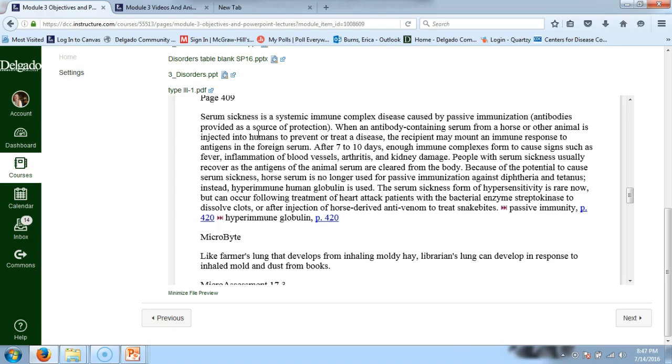But this can also happen, and I think they mention it here. They talk about the snake bites. Oh, diphtheria. So because of the potential cause of serum sickness, horse serum is no longer used, right? For passive immunity, also for diphtheria and tetanus. So diphtheria and tetanus produce toxins. And again, we would give you anti-sera, antibodies against those toxins. But if we gave you horse, then we couldn't give it to you again because then you produce antibodies against the horse.